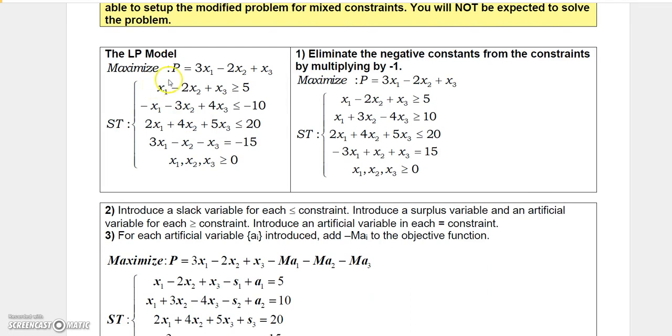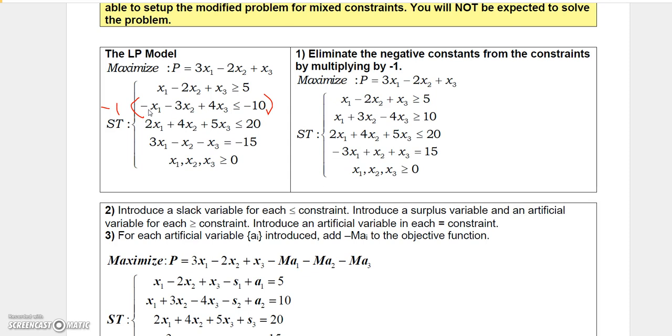Alright, let's take a look at this problem. We want to maximize this objective function subject to these constraints. Now remember, the first step is you take each constraint that has a negative on the right hand side and you multiply it by -1 to change the negative to positive. So this -x1 minus 3x2 plus 4x3 is less than or equal to -10. What we would do is multiply everything in this constraint by -1.